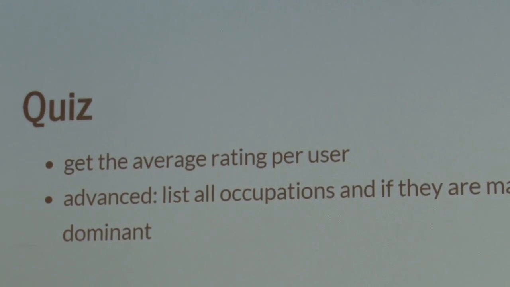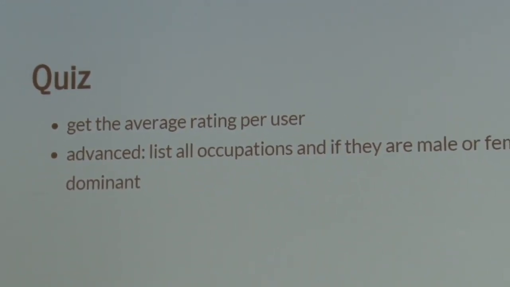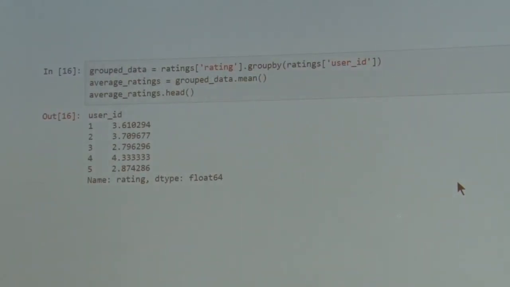I'm going to go a bit shorter on the quizzes because we're not going to do much scraping with the time there. You can get the average rating per user and then list all occupations and whether they are male or female dominant. If you want, you can do this at home.